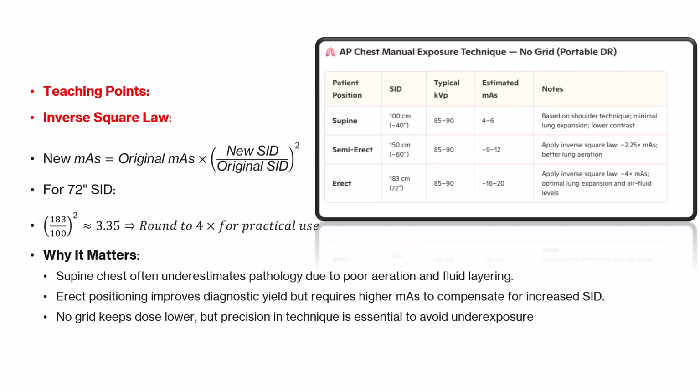Portable chest x-rays normally are not done with a grid. So if we take a look at our ballpark exposures, we can take a look at our technique based on a shoulder exposure. And then we can calculate how we would be able to expose the chest x-ray for either an erect, a semi-erect, or a supine exposure at the different SIDs.